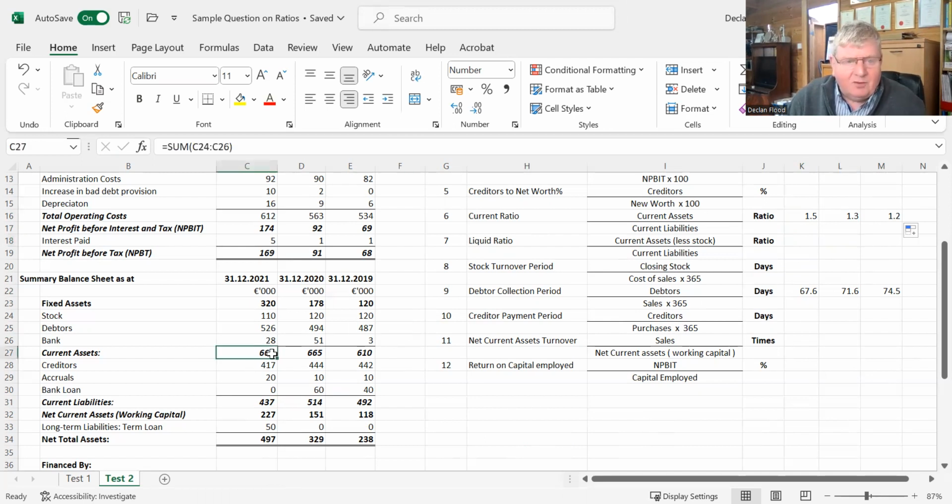So out of the 664 in current assets, they only owe 437. So if they can turn their stock and debtors into cash, they have more than enough to pay their bills. This kind of company we like. We like companies who pay our bills. And similarly, the liquid ratio then is just the current assets less the stock.